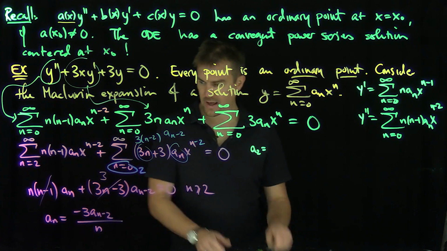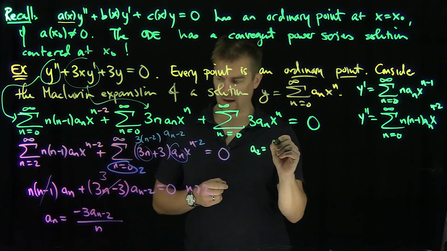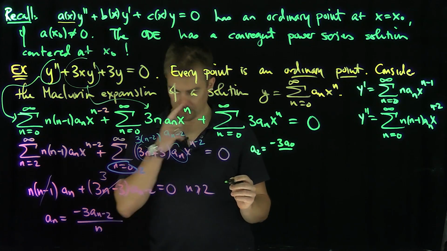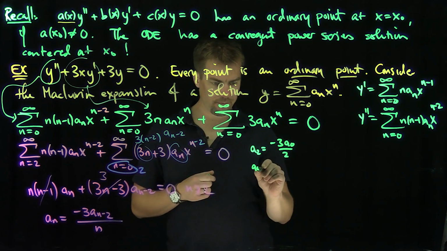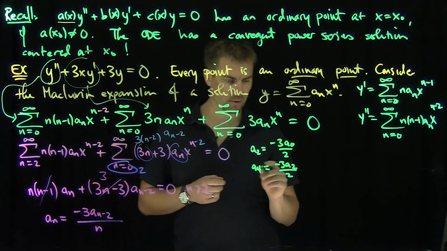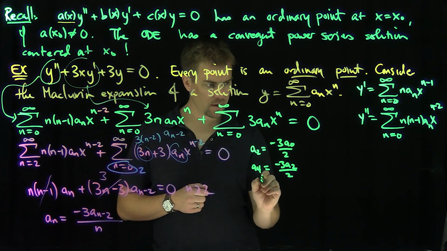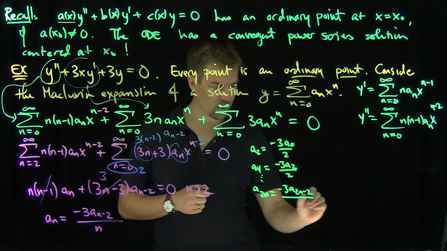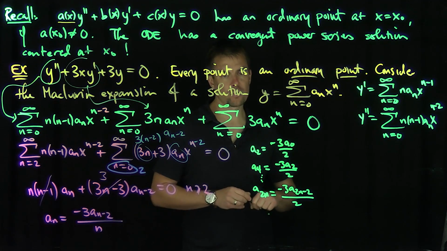So now let's run this argument for the evens. For the evens, that says that a2 is going to be negative 3 a0 over what? I plug in n equals 2. a4 is going to be negative 3 a2 over 4, et cetera. That says that a_{2n} is equal to negative 3 a_{2n-2} over 2n. And now here's the cool part of this argument.